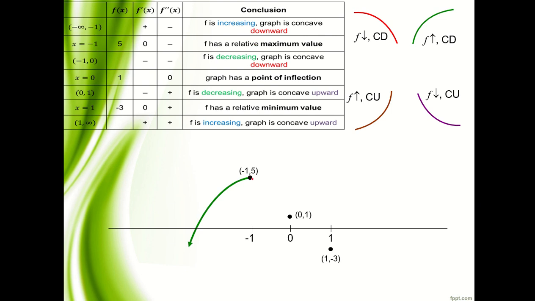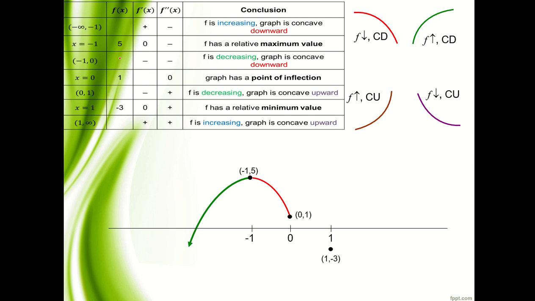Then the next interval is negative 1 to 0. In negative 1 to 0, we have the result: f is decreasing, graph concave downward. So decreasing, concave downward. So we use this.